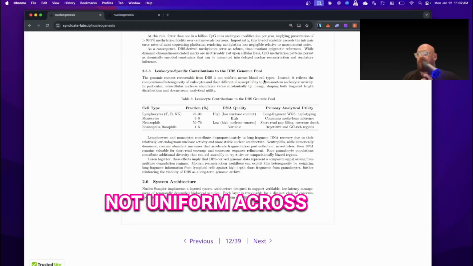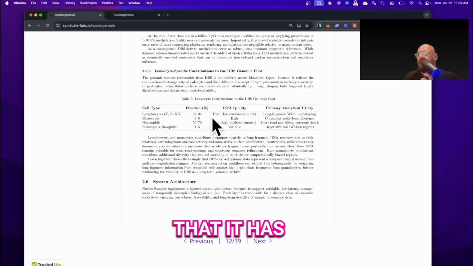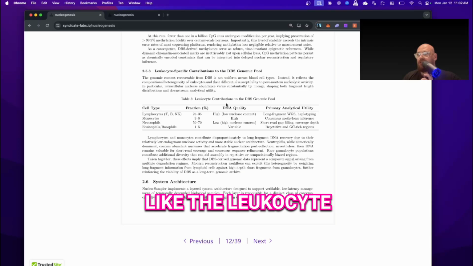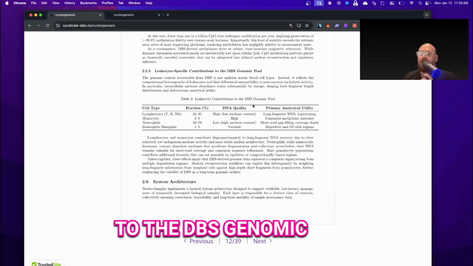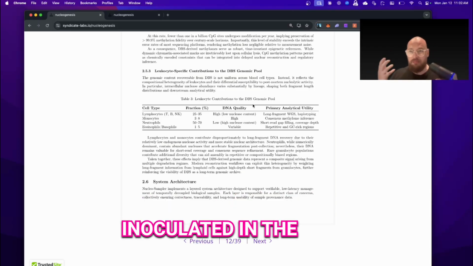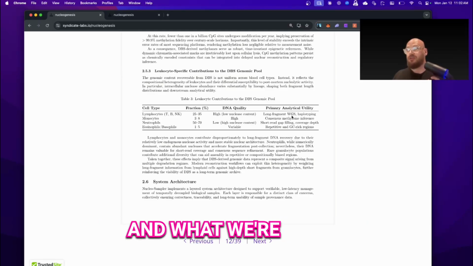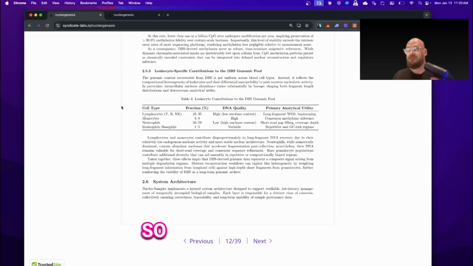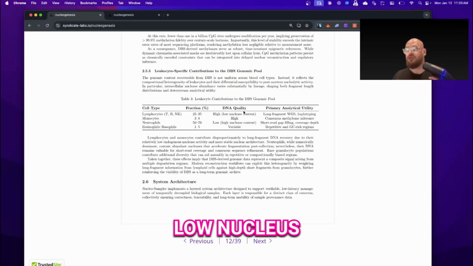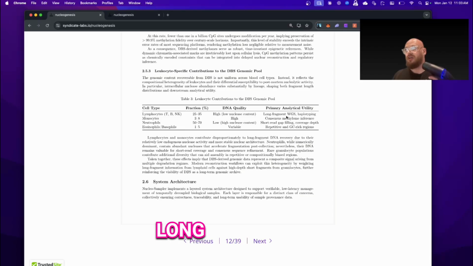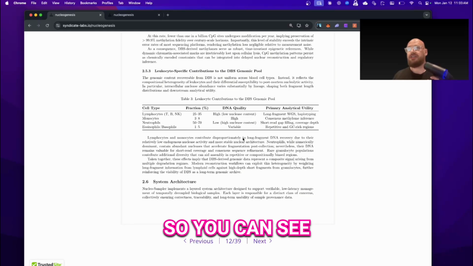It is not uniform across blood cells. You can see that it has a breakdown here, like the leukocyte contributions to the DBS genomic pool, which is what's been inoculated in the dried blood spot. So that's the lymphocytes, monocytes, neutrophils, and basophils. What we're trying to look at is the quality of the DNA. So we're looking at the T lymphocytes. It looks like the DNA quality is high, with low nuclease content, long fragments, good for whole genome sequencing and haplotyping, and the monocytes are also high. So you can see this is a breakdown here.